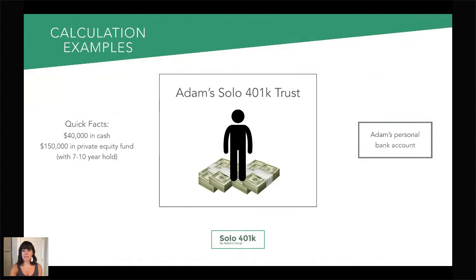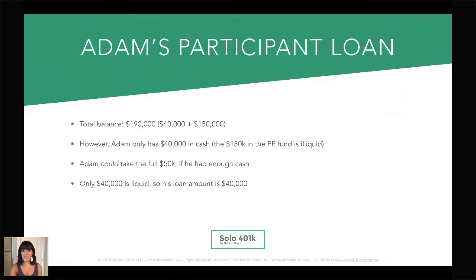Let's look at another example. So this is Adam. Adam has $40,000 in cash and then $150,000 in private equities, but he cannot touch those funds for 7 to 10 years. So let's see how much Adam can take. So the total balance is the $190,000.